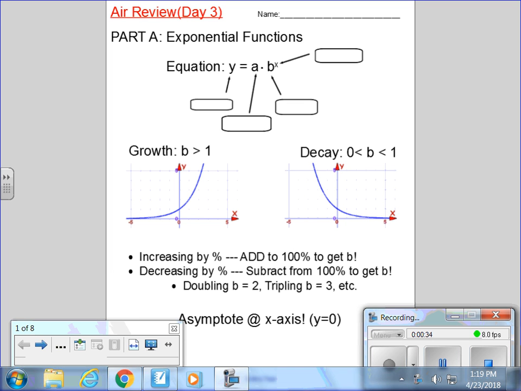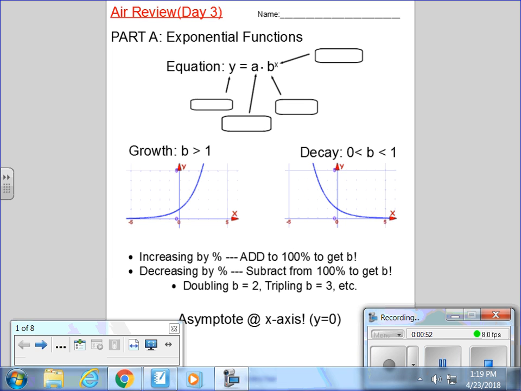Exponential growth will be starting low and then growing real fast up this way. And let's see exponential decay. And let's see a right side up parabola. And let's see an upside down parabola. So that's what we're going to look at today: exponential growth, exponential decay, and then parabolas.